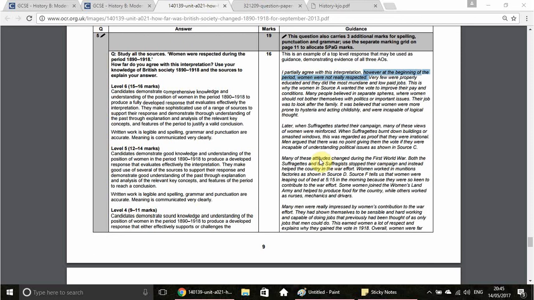Then they've got many of these attitudes changed during First World War. So this is the other side of the argument. So they're going beyond what's in the sources. They're telling us about the land army and the fact that they were drivers and mechanics. And they've also got examples from source D and F to support that. So that's a really good use of mentioning the sources and talking in detail about what they know, going beyond what's actually in the sources that they could have just got about munitions factories. They've talked about other things.